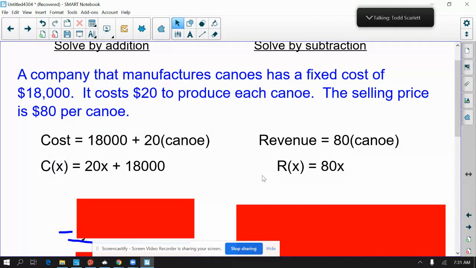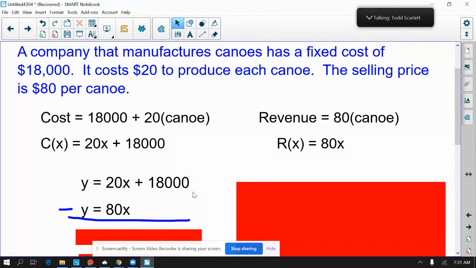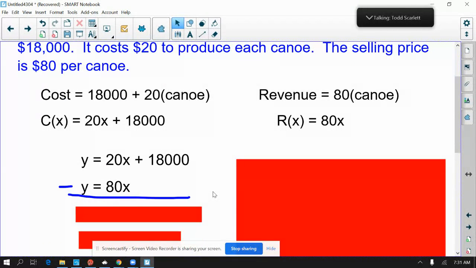Well, this is a system. I've got two equations and two variables. I can think of cost and revenue. They're both in terms of money, right? So I'll just call them y. y equals 20x plus 18,000. y equals 80x. And now I can solve this by elimination.